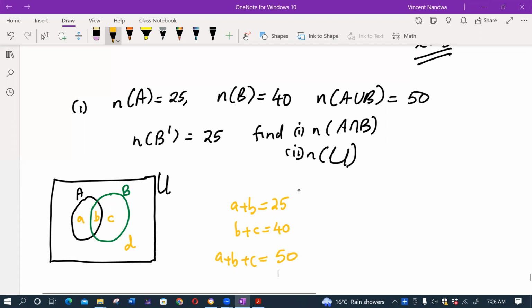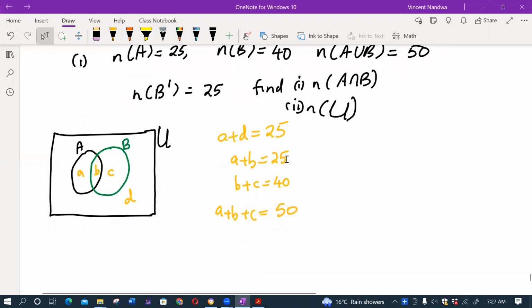Now we are being told that cardinality of B complement is 25. B complement means everything that is outside B. So B is the green circle. What is outside B in terms of the labeling will be part A and D. So it means that A plus D would give us 25. From these equations, I call this one equation 1, this one equation 2, this one equation 3, this one equation 4.